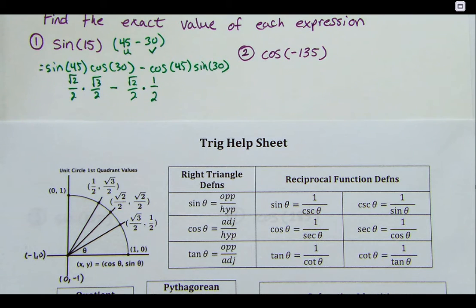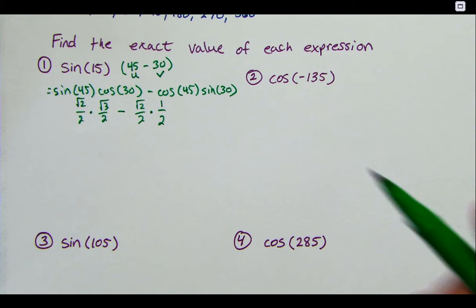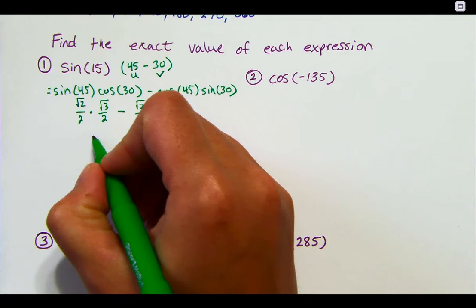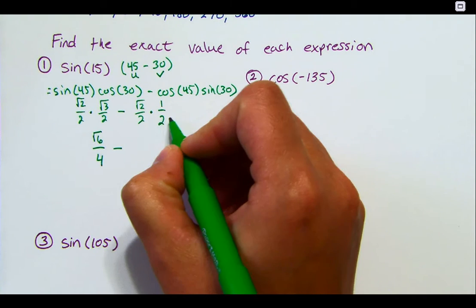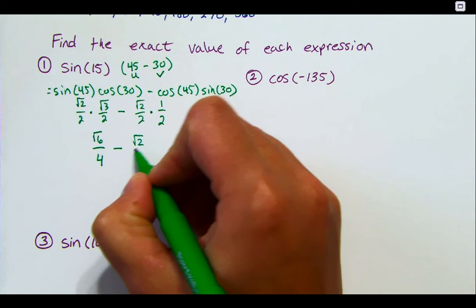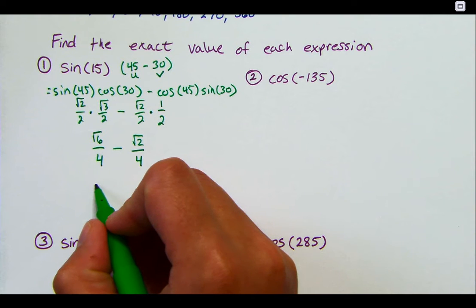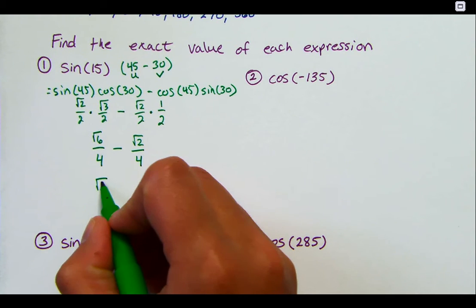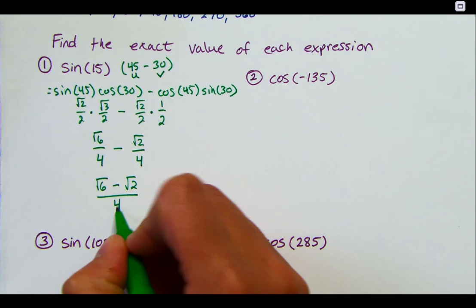And now I'm just going to simplify that. So order of operations tells us to deal with multiplication first. So when we multiply, this will be the square root of 6 over 4. And then this will be the square root of 2 over 4. And now, since my denominators are the same, I'm just going to write it as one big fraction. So my final answer for this is going to be the square root of 6 minus the square root of 2 over 4.